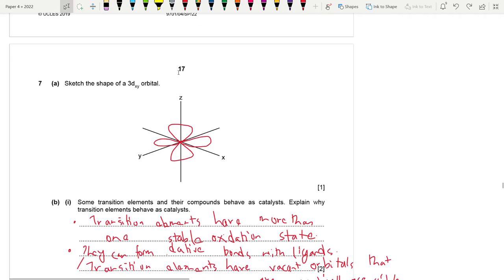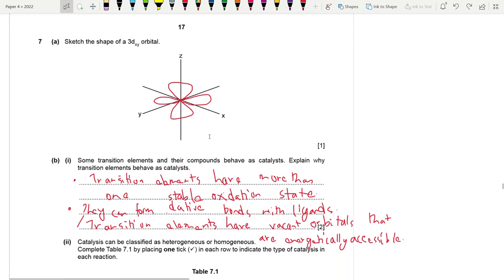So we need to draw a 3D xy orbital. This was in the Marshall paper as well. It needs to pass in between the x and y axes, and it can penetrate the z orbital. That's totally fine, okay? This is what it looks like, okay? You need to draw both lobes, okay?